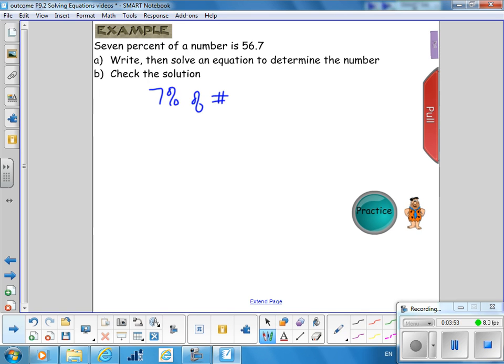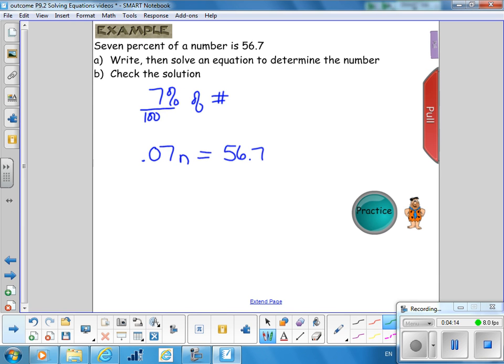When you are calculating percents of a number, you have to divide the percentage by 100. So what we're actually doing is we're taking 0.07 times some number. So I'm going to let n represent that number. And we're saying it's going to give us 56.7. So here's our equation. We want to solve for n.